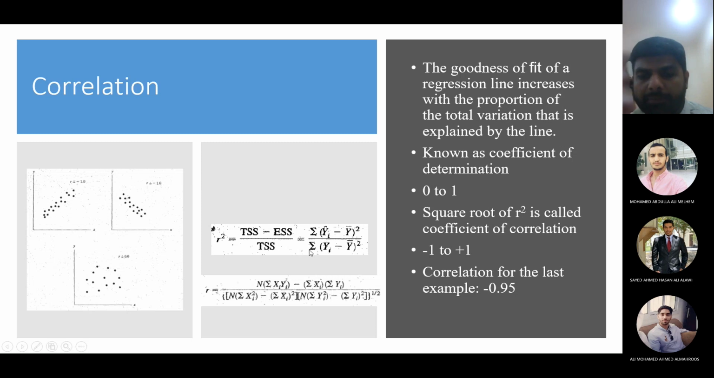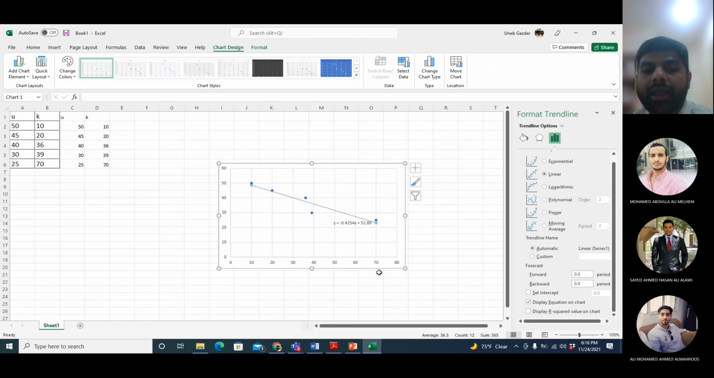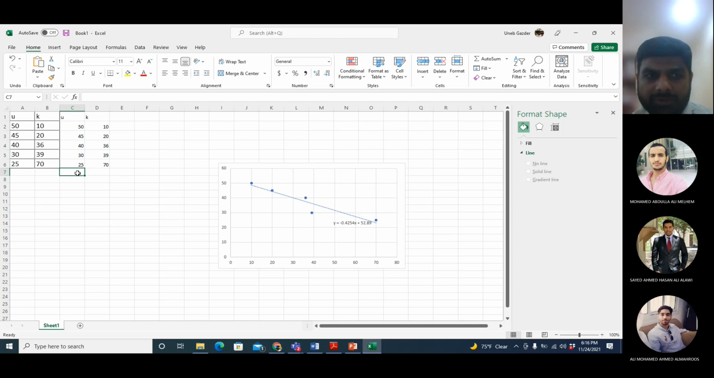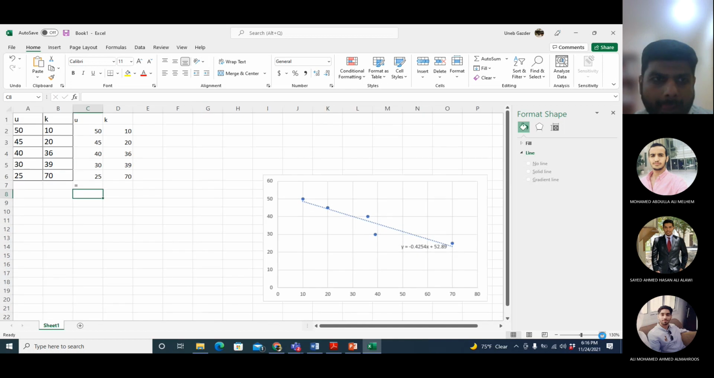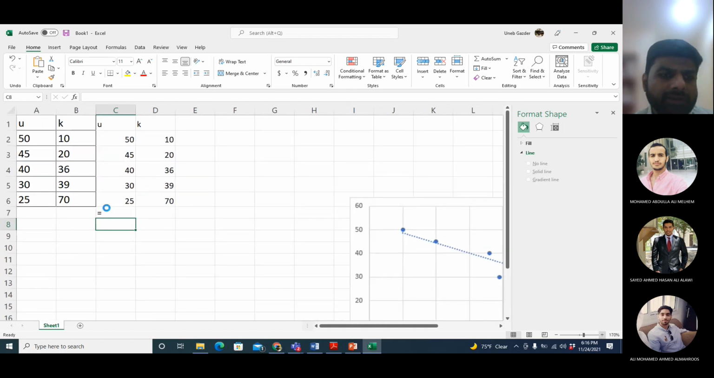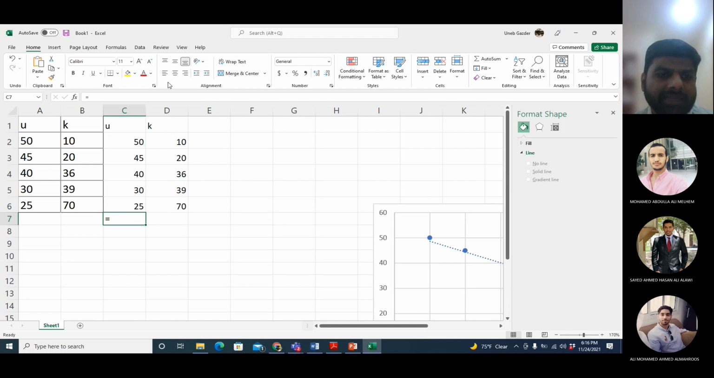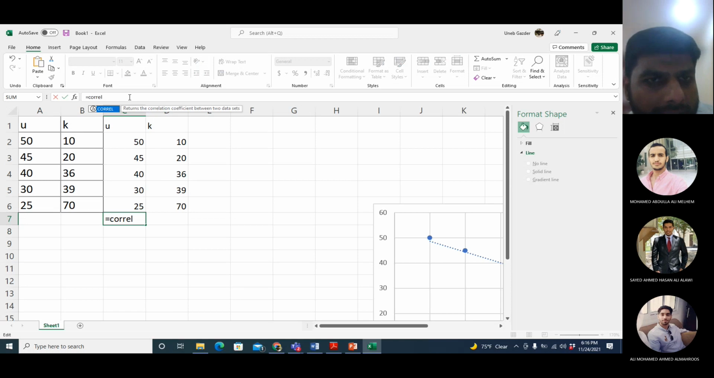But since we were talking about Excel, let me show you how we can calculate these things using Excel. Correlation using an Excel sheet is very easy. Go to any cell, then the function for finding correlation in Excel is CORREL, the short form of correlation. So you write CORREL and start the bracket.